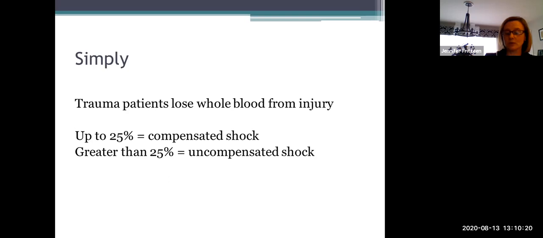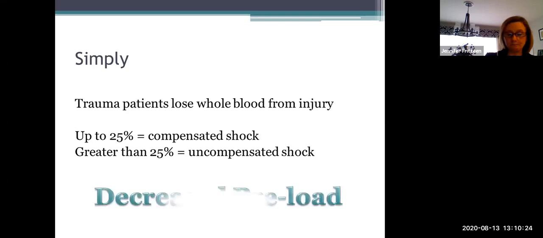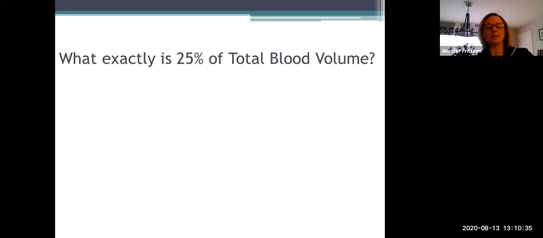So you can see the importance of identifying hemorrhage early and being able to attack it. And what we're really looking for at the beginning is a decrease in preload, an empty heart, and not enough blood volume in our vessels. So what exactly is 20% of our total blood volume?